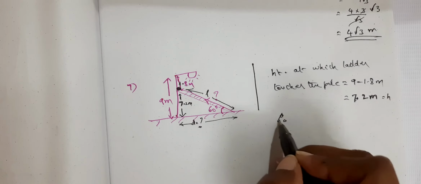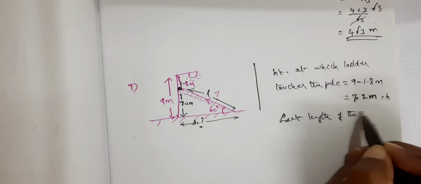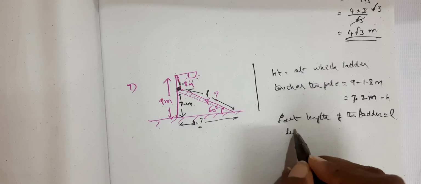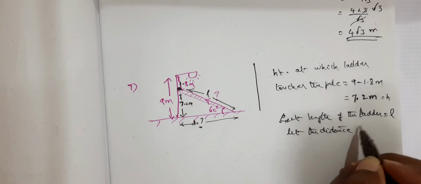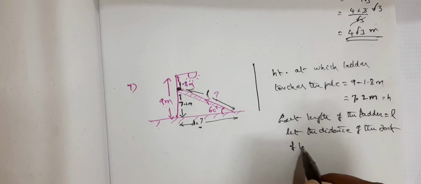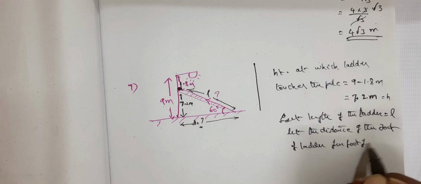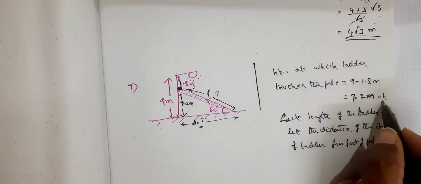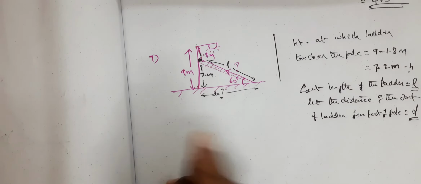So let the length of the ladder be L, and let the distance of the foot of the ladder from the foot of the pole be D. So we have D, L and H, right? So we will use this triangle now and use the trigonometric ratio.